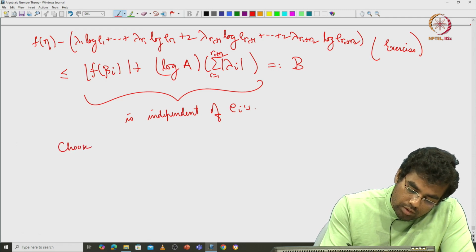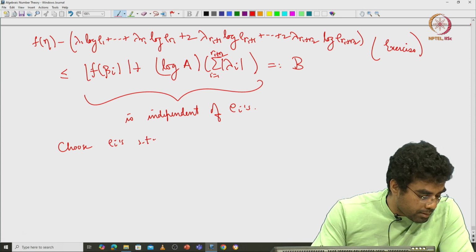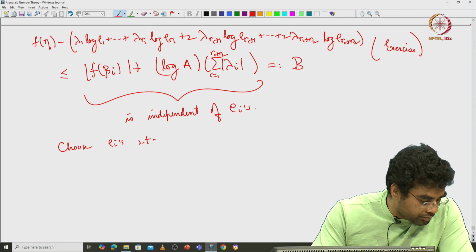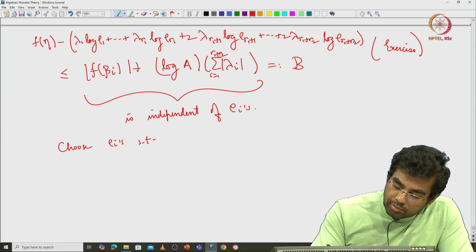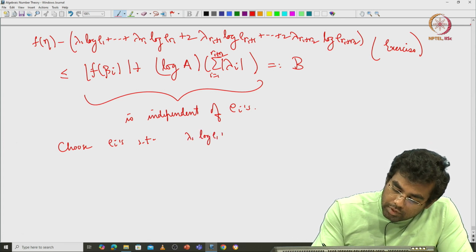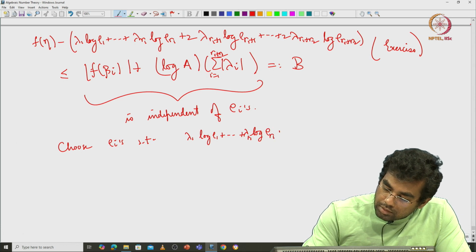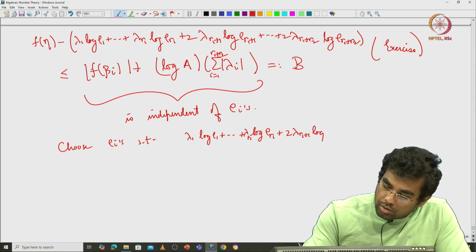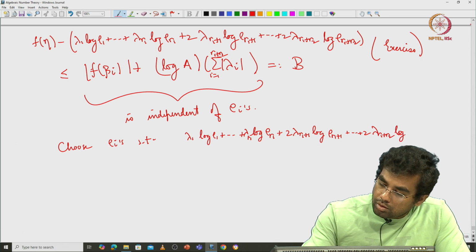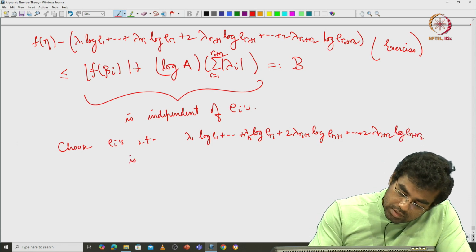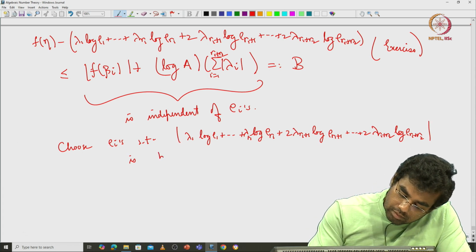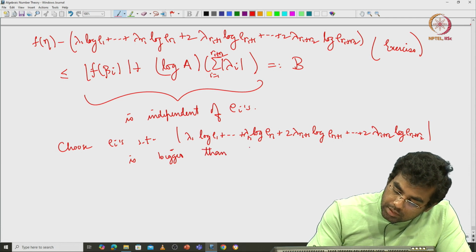So choose rho i's such that this quantity that we are subtracting from f of eta, so lambda 1 log rho 1 and so on, lambda r1 log rho r1 plus 2 times lambda r1 plus 1 log of rho r1 plus 1 and so on, plus 2 times lambda r1 plus r2 log of rho r1 plus r2, is such that the mod of this is bigger than b. And how do we do this?